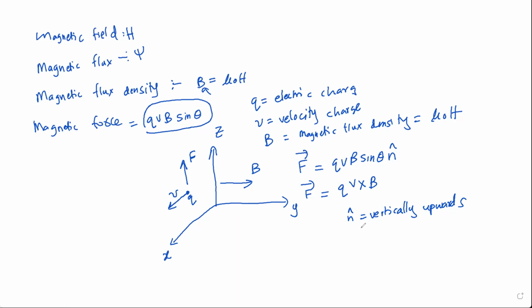After that, we can discuss Ampere's law. Now we have discussed the magnetic field, magnetic flux density, magnetic flux, and magnetic force, right? Next what we need to go through is Ampere's law. Ampere's law says that a certain magnetomotive force is generated under the presence of a varying electric field, right?